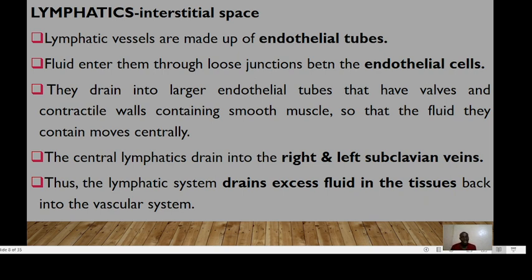The lymphatic vessels are made up of endothelial tubes. Remember, fluid normally enters through loose junctions between the endothelial cells. The work of the lymphatics is to drain into large endothelial tubes that have valves and contractile walls containing smooth muscle, so that the fluid they contain moves centrally. The central lymphatics normally drain into the right and left subclavian veins. Thus, the lymphatic system drains excess fluid from the tissues, that is from the interstitial space, back to the vascular system.